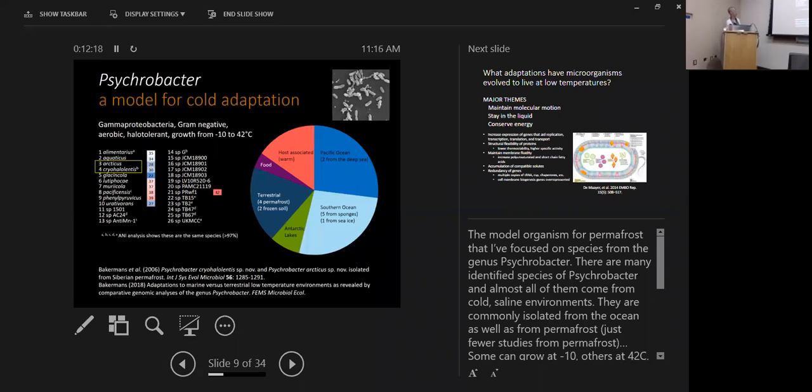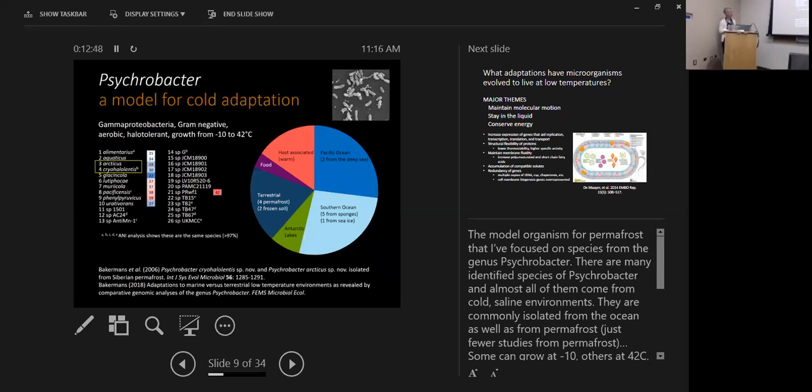The 2 pure cultures that I've done the most work with are these 2 Psychrobacter, Psychrobacter arcticus and Psychrobacter cryohalolentis. They were both isolated from Siberian permafrost, and these 2 species, I think there's one other species, have been demonstrated by work I've done to grow in pure culture in the lab at -10 degrees Celsius. So I know they actively reproduce at -10 degrees Celsius.